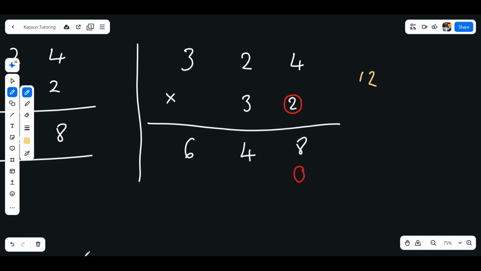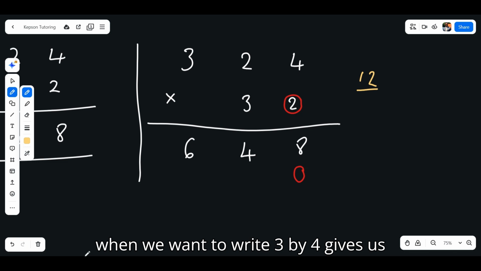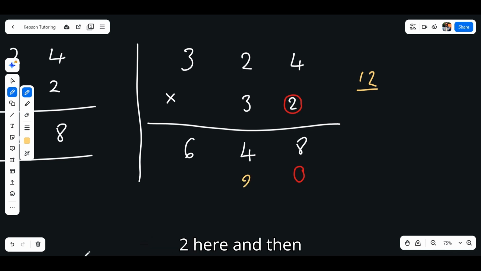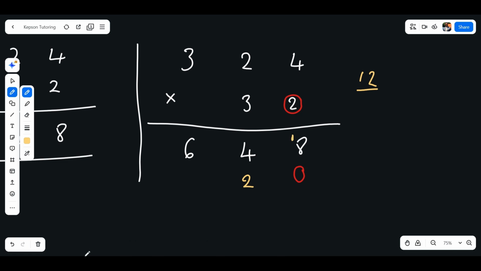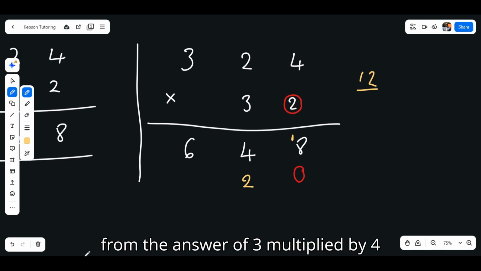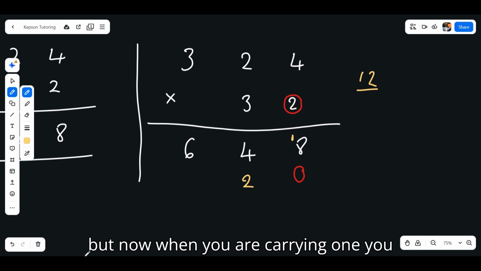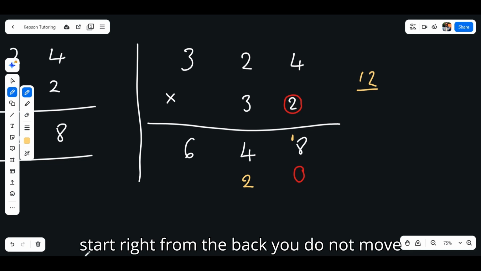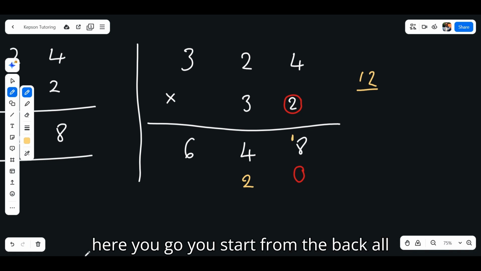All right. So let's check. Our answer is 12. When we write 3 by 4, it gives us 12. Okay. So we are going to write 2 here. And now this is where it gets tricky. We are going to carry 1 and put it here. Remember, this 2 is from the answer of 3 multiplied by 4, which equals 12. It has to sit here. But now, when you are carrying 1, you start right from the back. You do not move here. You don't move here. You don't come here. You start from the back.